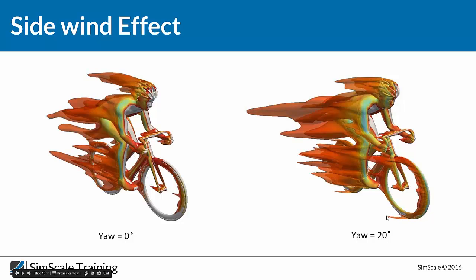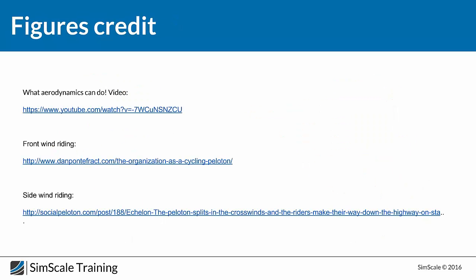And you can also see these forces created just here because of the pressure difference between this side, where we have the stagnation pressure, and this side, where we have the wake of low static pressure. Just for credit for the previous pictures of the video: the front wind riding and side wind riding.